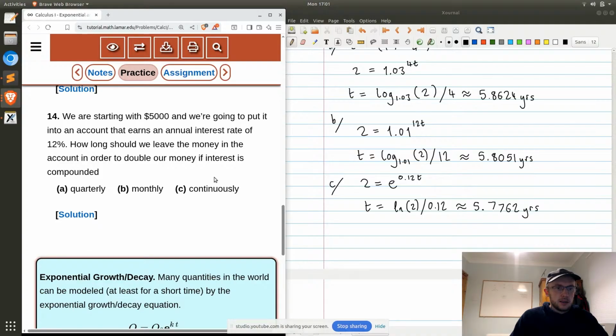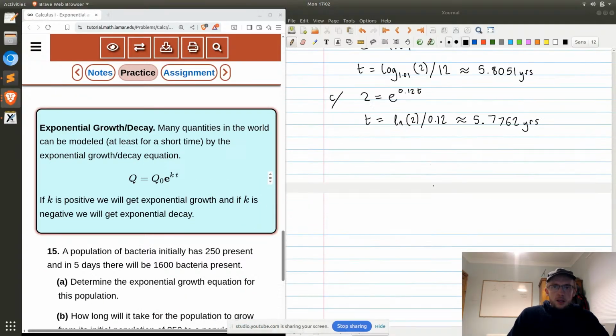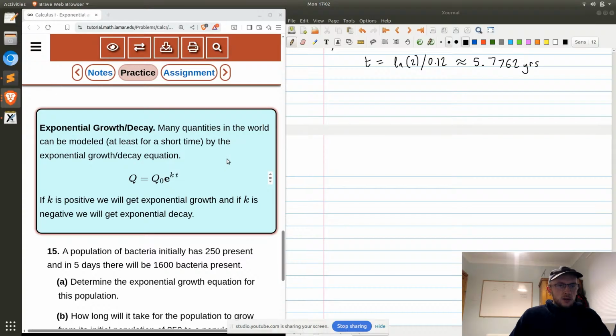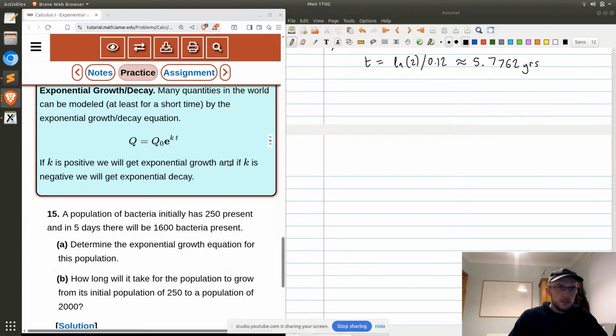Right, that's correct. Now we'll be looking at exponential growth and decay. Q equals Q0 e to the kt.